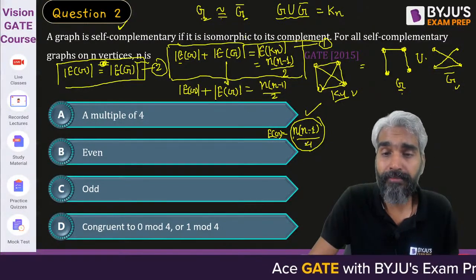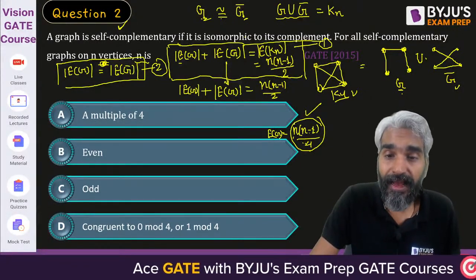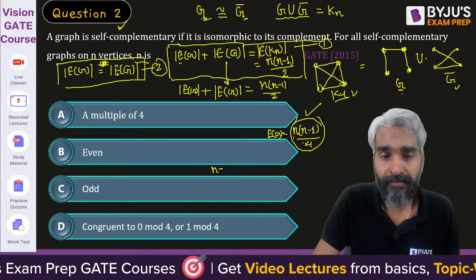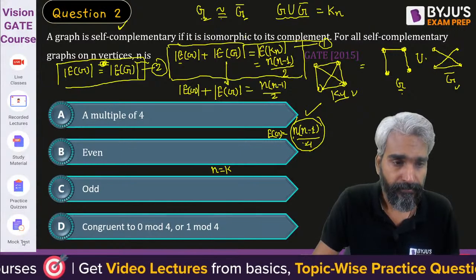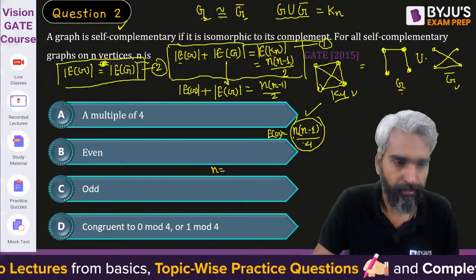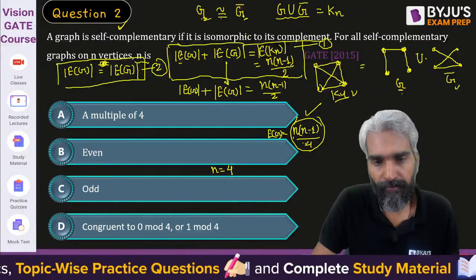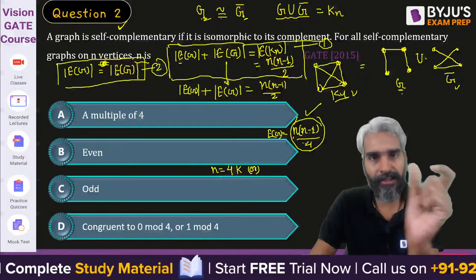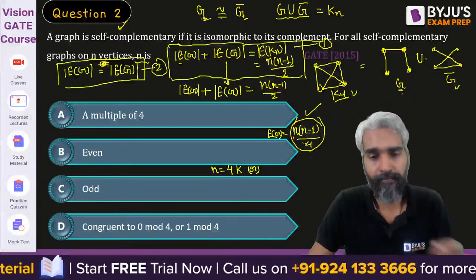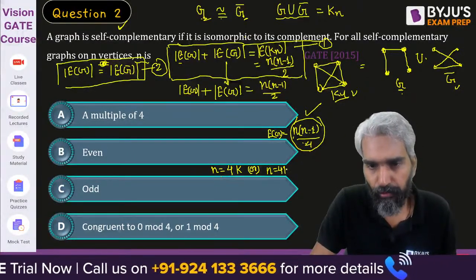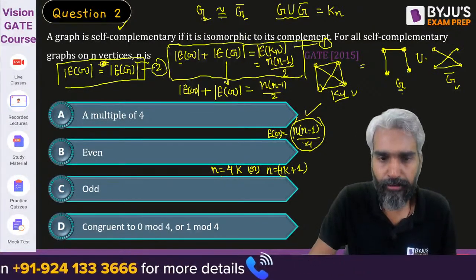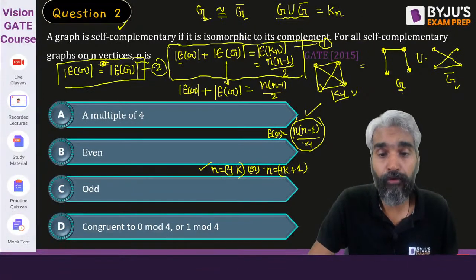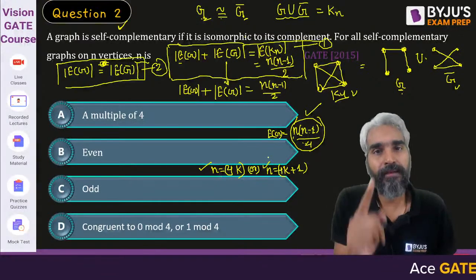Now the idea is n into n minus 1 by 4 can be an integer only if either n is divisible by 4 or n minus 1 is divisible by 4. If n is divisible by 4, n should be a multiple of 4. Or n minus 1 should be a multiple of 4, which means n is a multiple of 4 plus 1, that is 4k plus 1. So the value of n should be either a multiple of 4 or a multiple of 4 plus 1. If we divide it by 4, the remainder will be either 0 or 1.